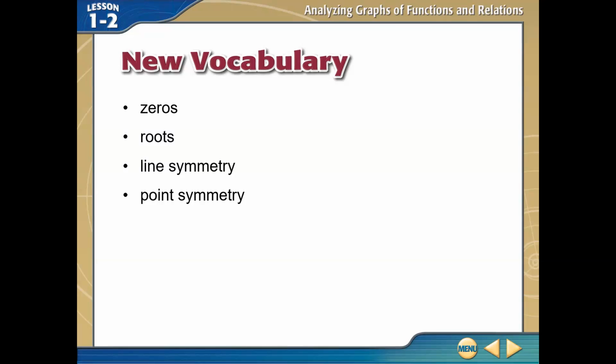Once again, we'll talk about that. An even function has symmetry about the y-axis. An odd function has point symmetry about the origin, or the point (0, 0).